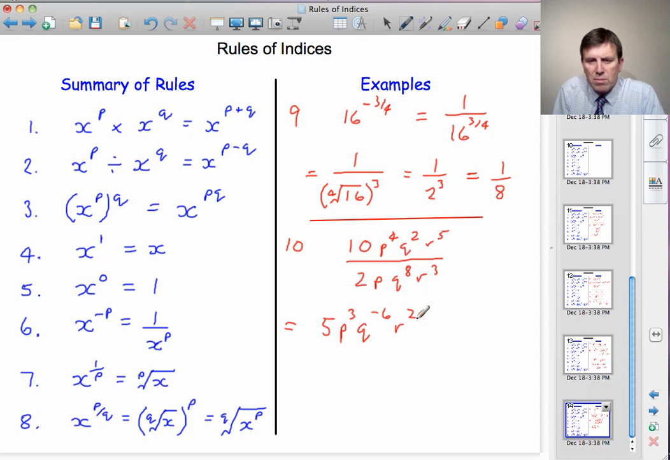It's okay to leave the answer like that with the negative power, or alternatively, you could give the answer as 5p cubed r squared divided by q to the power 6, because of course q to the minus 6 is 1 over q to the 6. Either of these answers would do in an exam question.